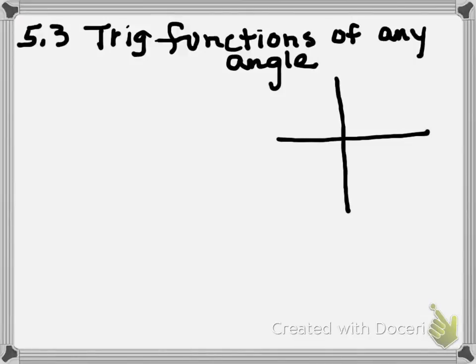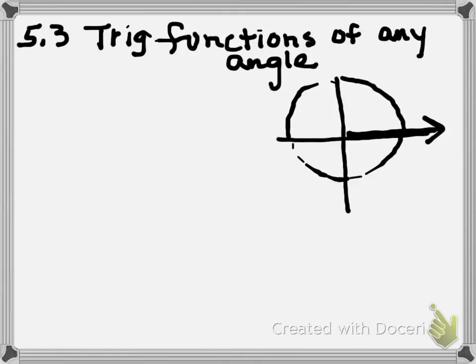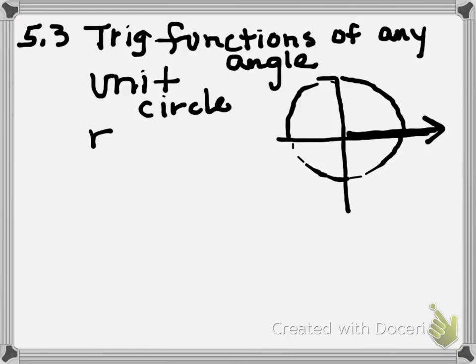So we talked about placing an angle in the quadrants, and I talked about putting the initial side corresponding with the positive part of the x-axis. So now I'm going to talk about the unit circle. In the unit circle, the radius of that circle is equal to 1.